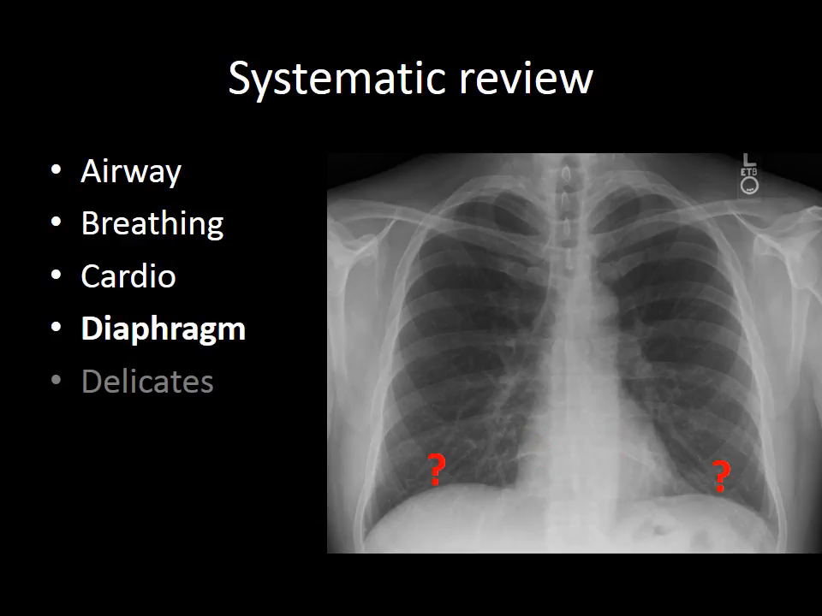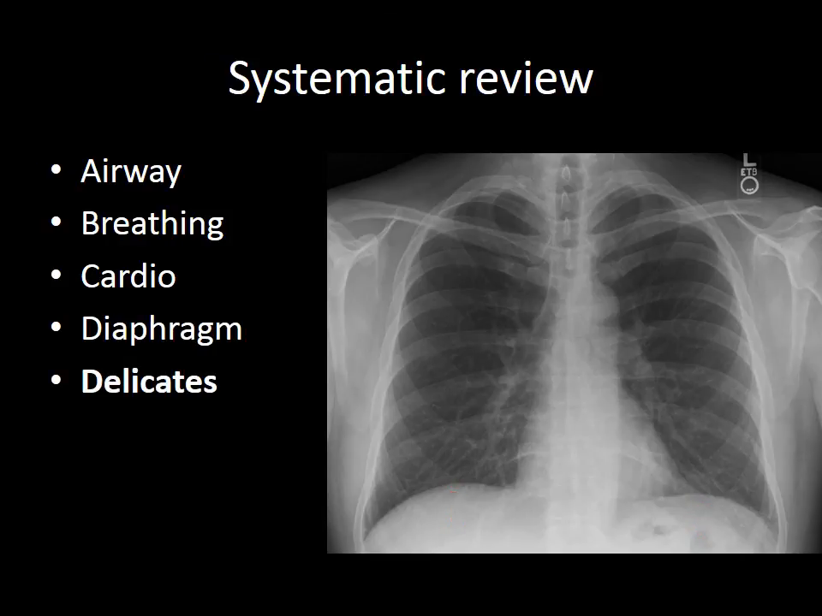Diaphragm: both hemidiaphragms should be visible and not flattened. Are the costophrenic angles clearly demarcated? If not, do they contain any fluid? Check that the right hemidiaphragm is slightly higher than the left. This is due to the liver. Look for air under the diaphragm. Remember that a gastric air bubble on the left is normal.